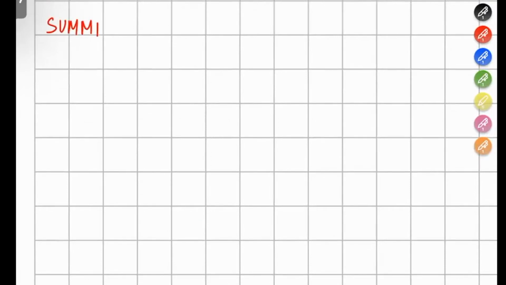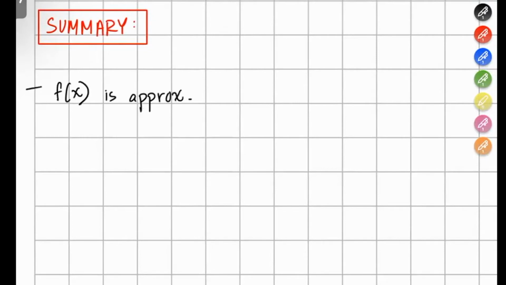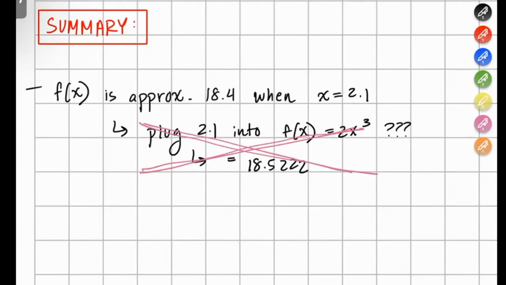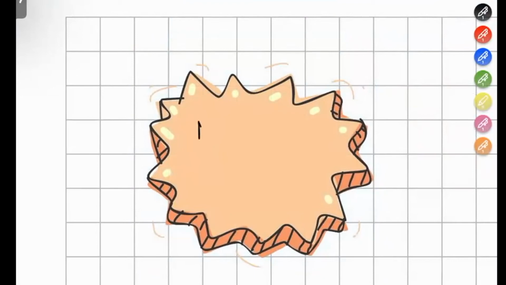To summarize, using linear approximation, we find that f(x) approximately equals 18.4 when x equals 2.1, which is close to the 18.522 that we would get if we had simply plugged 2.1 into f(x) equals 2x cubed. As you can see, as long as we stay close to our given point, our linear approximation will be accurate, so don't stray too far.